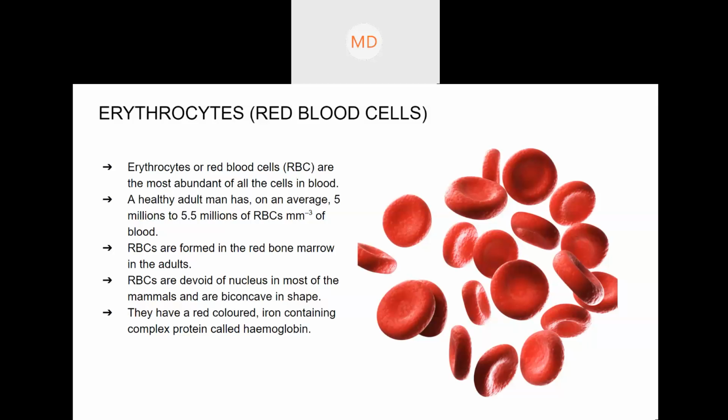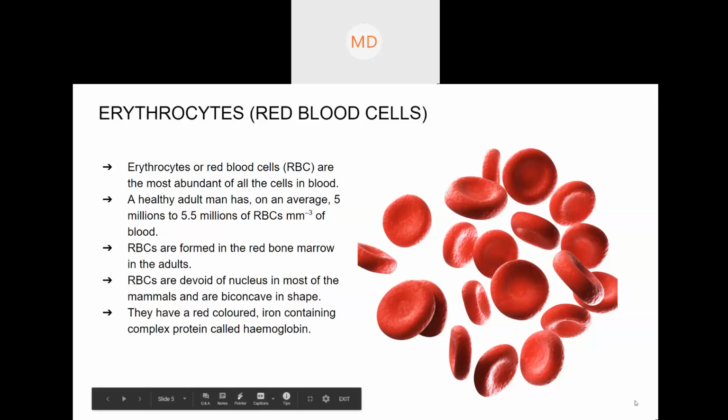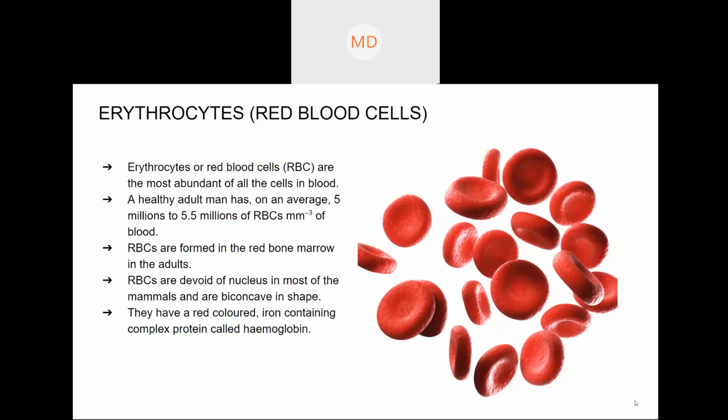And red blood cells are born from this bone marrow. They come from that bone marrow. About the red blood cells, I have discussed while discussing aerobic and anaerobic respiration that red blood cells do not have mitochondria, right? And also there is no nucleus in red blood cells. No mitochondria, no nucleus.